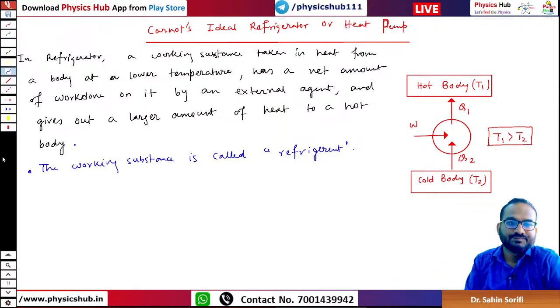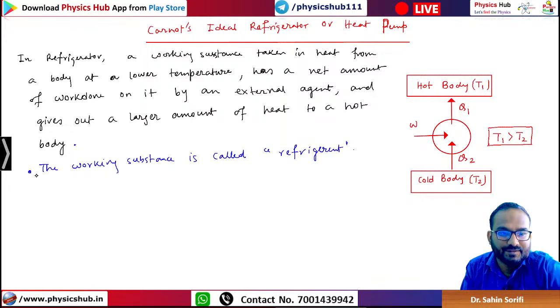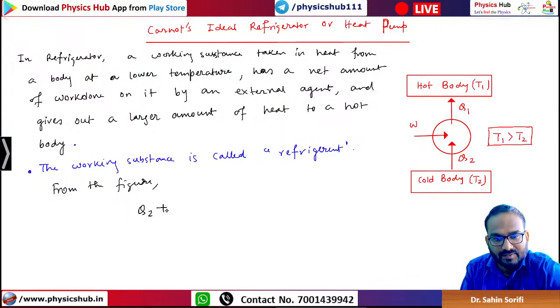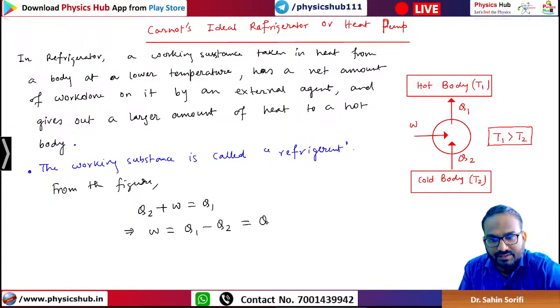So from the figure, you can easily say that Q2 plus W is producing Q1. So W is equal to Q1 minus Q2. So here if you take Q2 common, you can write Q1 by Q2 minus 1.